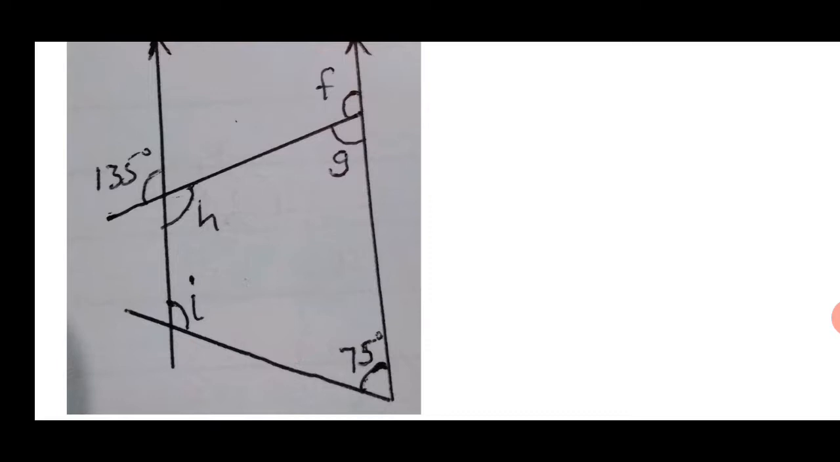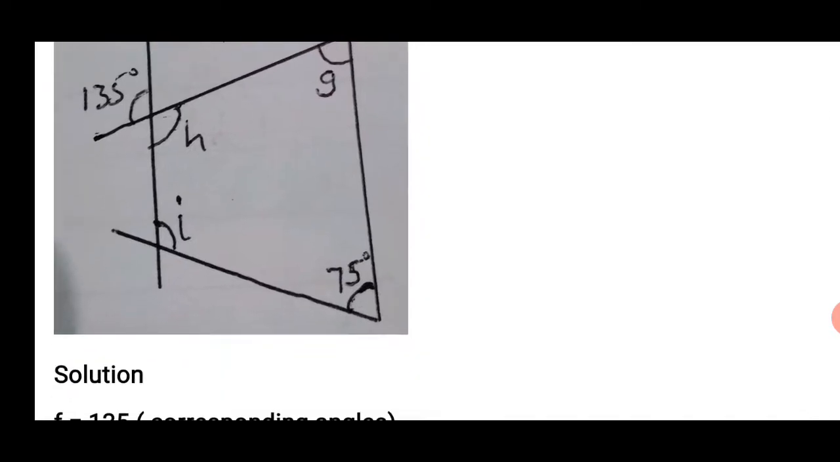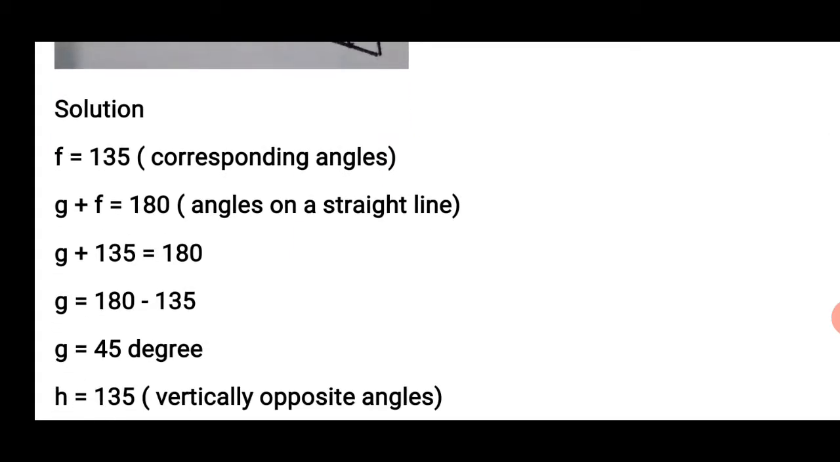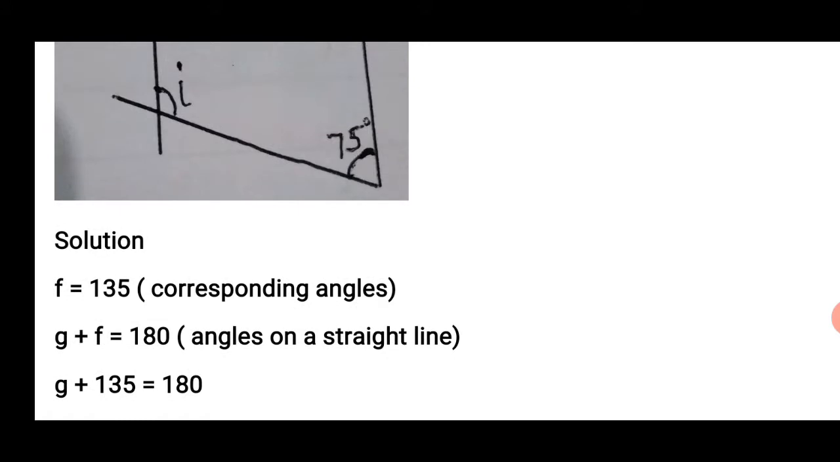If you look at this 135 degrees, we see that it is a corresponding angle to angle F. That is, angle F and 135 degrees are corresponding angles which are equal. So we start by saying that angle F is equal to 135 degrees. Then inside the bracket we put our reasons, corresponding angles. That is, they are equal because they are corresponding angles.